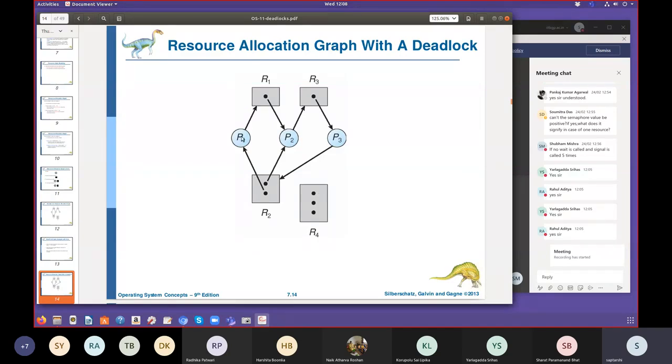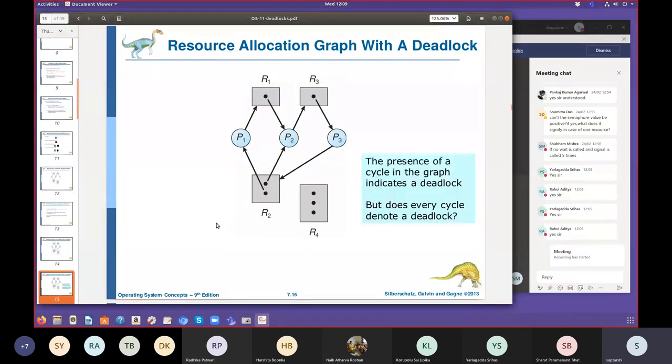When a process is waiting for a resource, we put an edge from the process to the resource, like P1 is waiting for an instance of type R1. This is a request edge. The other edge is an allocation edge. Here this instance of R1 has been allocated to P2. Right, so this is how we discussed the resource allocation graph.